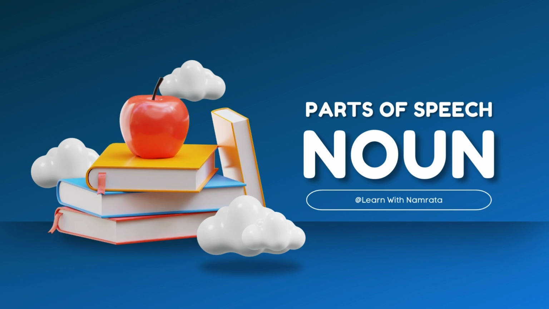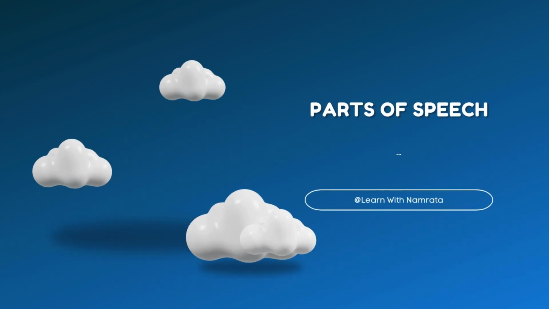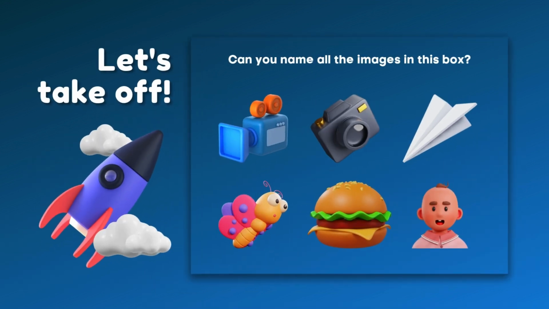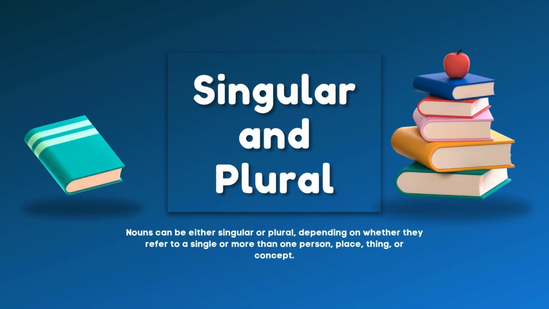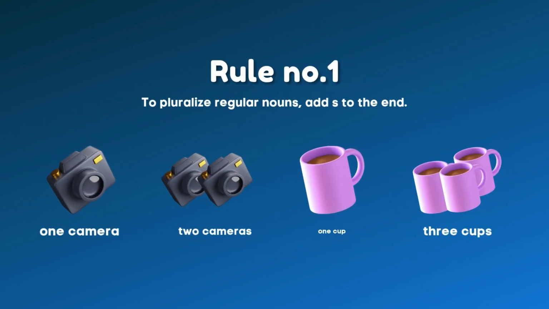Today we are diving into a foundational topic: nouns, and the all-important rules for singular and plural nouns. So grab a notebook and let's get started. First off, what is a noun? If you can name all the images in this box, you know what nouns are. Simply put, a noun is the name of a person, place, animal, thing, or idea. Easy, right? Now let's spice things up. We'll explore how these nouns change when they go from singular to plural.